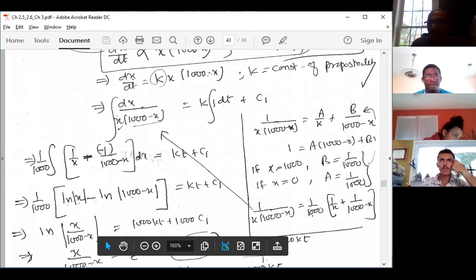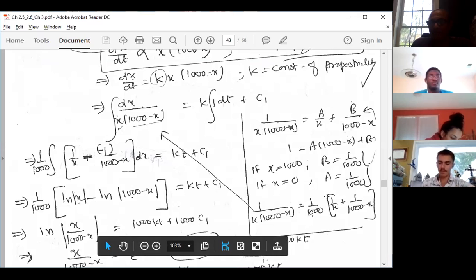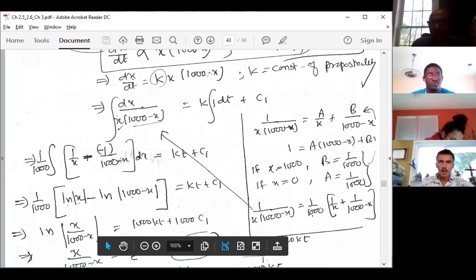I found my A is this one, B is this one. Just go back and plug the values of A and B over here. So I'm getting this one. I just took 1 over 1000 out. If you take 1 over 1000 out, 1 over X plus... So this product is now written in the form of A plus B form. So that's what I did over here: 1 over 1000 and 1 over X minus 1 over, actually it is plus 1 over 1000 minus X. Why I did this thing, I will let you know.